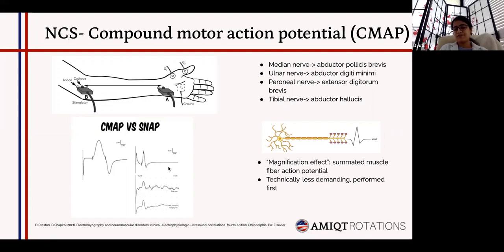So a motor nerve conduction study is done first, and then we move on to the sensory nerve conduction study. If you do a sensory nerve conduction study first and we don't get a response, we can't be sure if that's due to some technical difficulties or the response was actually not present due to the pathological process.